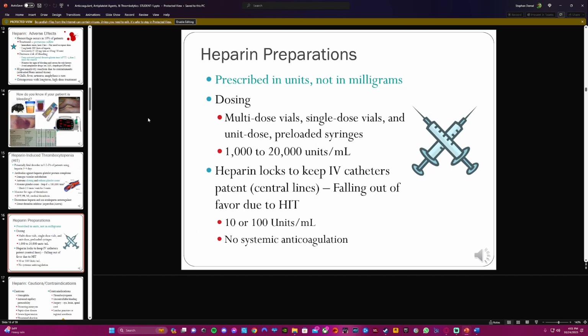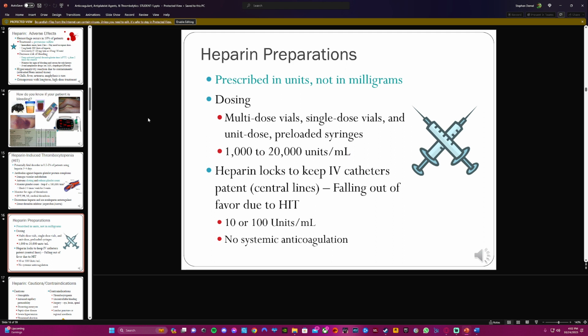Heparin preparations. It's prescribed in units, not in milligrams. Dosing, multi-dose vials, single-dose vials, and unit-dose preloaded syringes, 1,000 to 20,000 units per ml. Heparin locks to keep IV catheters patent. Central lines are falling out of favor due to HIT. HIT is heparin-induced thrombocytopenia.